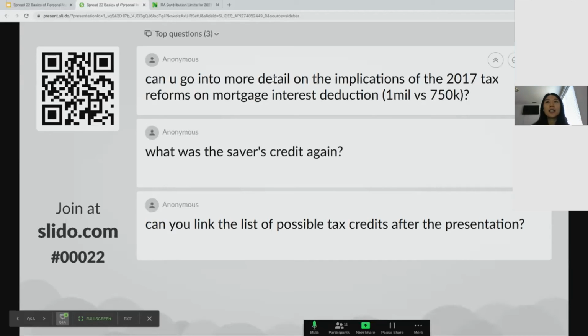Can you go into more detail on the implications of the 2017 tax reforms on mortgage interest deduction, $1 million versus $750K? Yeah, so before, if you bought a house for $1 million, the mortgage interest you paid for that $1 million can be fully deducted. So if your mortgage is worth $1 million because your house was $1 million, any interest you paid on those mortgage payments, they're all deductible for itemized deductions. But now, after 2017, if you have a $1 million home, only the interest on the first $750,000 of debt is deducted. So that $250,000 of debt, that interest is not deductible.